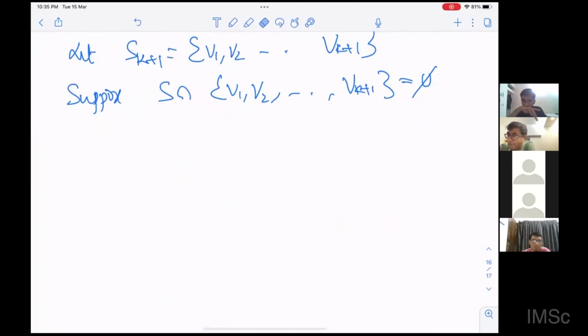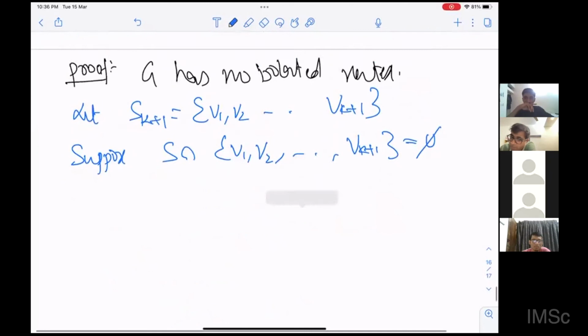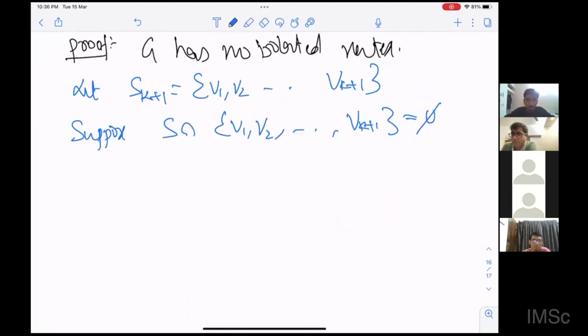This proof will not scale up when we go forward. Suppose this is the case. What is the property, a very simple property? What is the summation of the degree of V in S? Can anybody tell me?